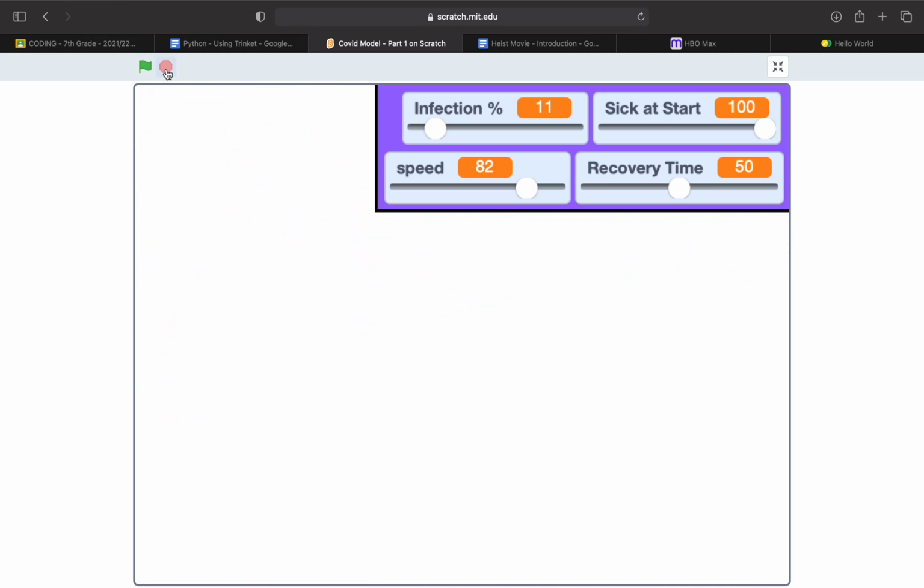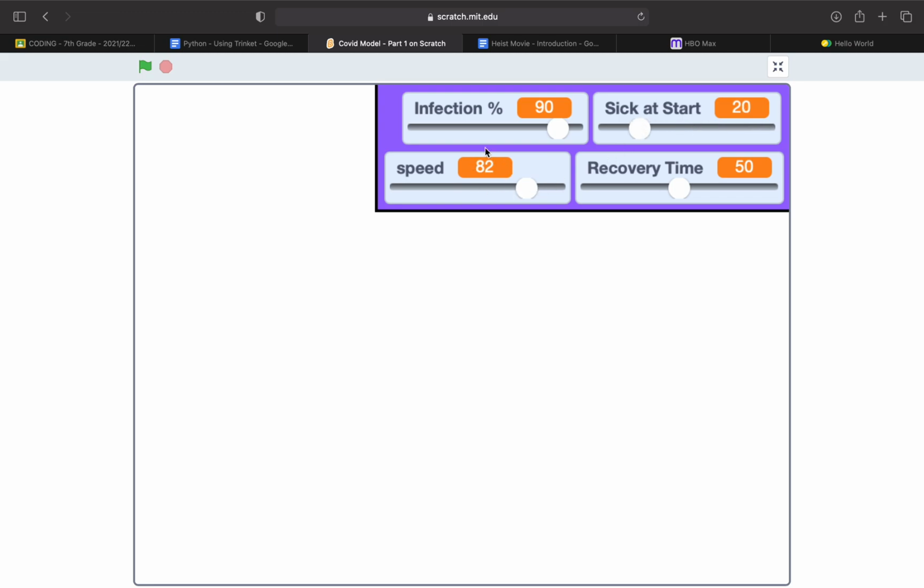There are a few other variables too, which is the infection percentage. This means how likely you are to get sick if you're healthy and you touch a sick dot. For the common cold, for example, if you're around somebody who has a common cold, maybe you have a 10% chance of getting sick. And if you're around somebody who has Ebola, which is a very dangerous disease, you have like a 90% chance of getting sick.